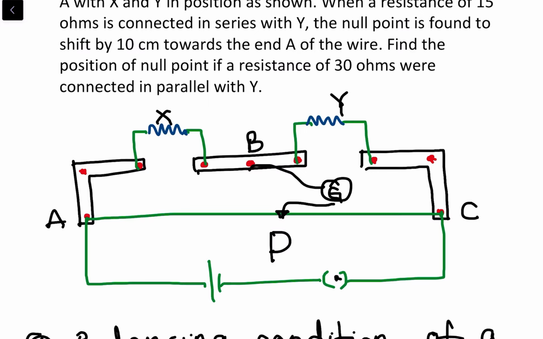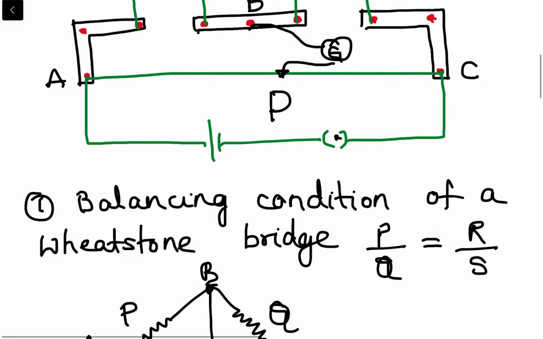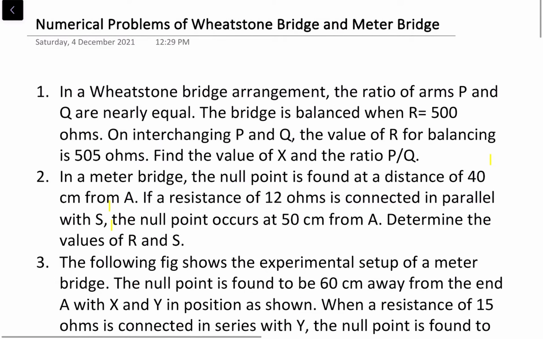X and Y are in the place of P and Q, and the resistance of the wire from A to D is working like R, and the resistance from D to C is working like S. So the 4 resistances are X, Y, the resistance between AD and the resistance between DC. So this is also based on the principle of Wheatstone bridge. So without wasting much time, let's do our numericals.